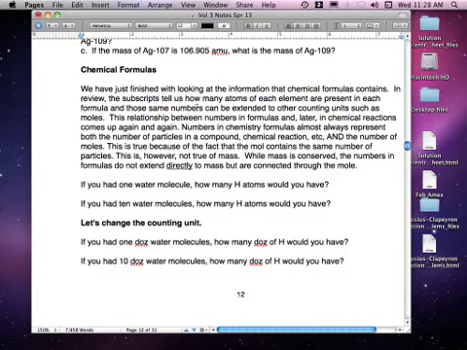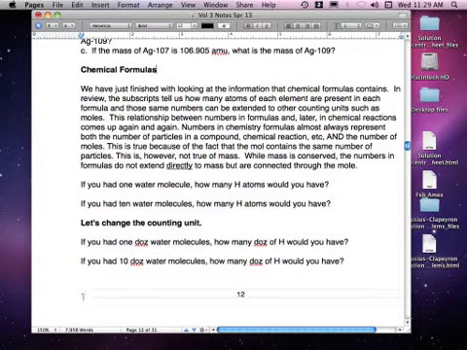So in review, the subscripts tell us how many atoms of each element are present, and those numbers can be extended to such other counting units as the mole. And this relationship between numbers and formulas and later in chemical reactions comes up again and again. Numbers in chemical formulas almost always represent both the numbers of particles and the number of moles. And the same thing is going to be true with those coefficients in chemical reactions. This is not true of mass, right? While mass is conserved, the numbers in formulas do not directly extend to mass, but are connected through the mole.